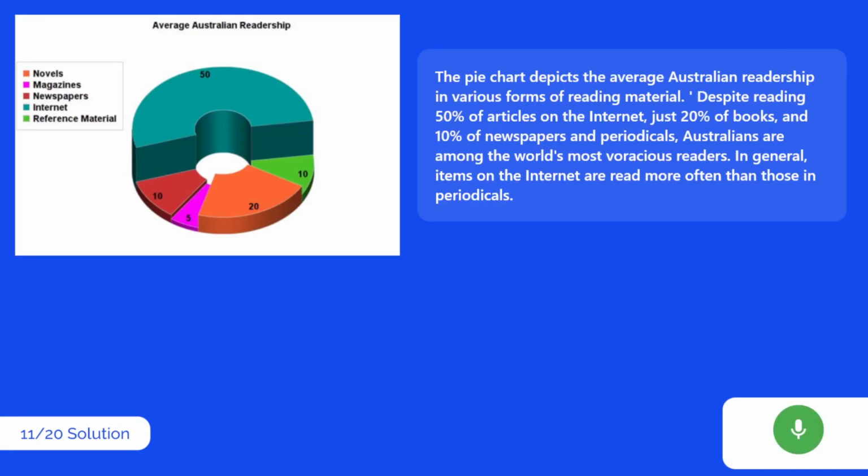The pie chart depicts the average Australian readership in various forms of reading material. Despite reading 50% of articles on the internet, just 20% of books, and 10% of newspapers and periodicals, Australians are among the world's most voracious readers. In general, items on the internet are read more often than those in periodicals.